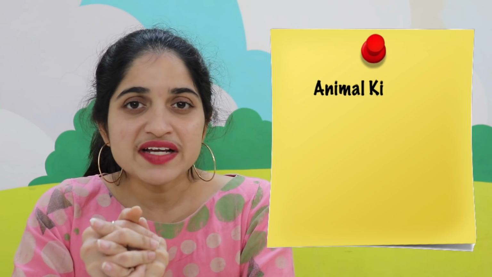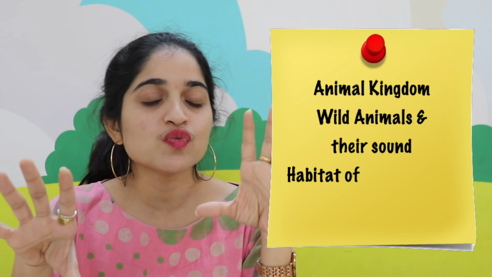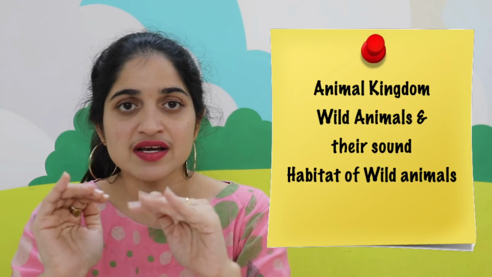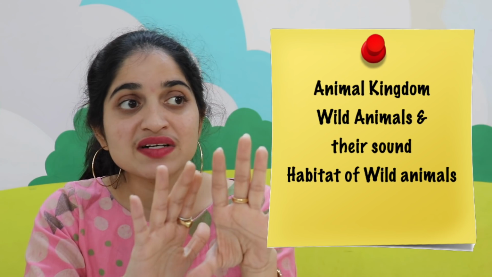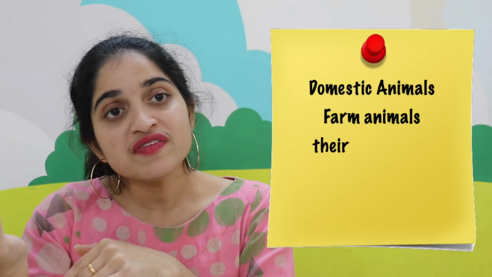Next comes the animal kingdom. In the animal kingdom, the child should be able to categorize the animals into wild animals and domestic animals. In domestic animals, again they should know about the farm animals and pets. Now they should know the names of wild animals, young ones of wild animals, and the habitat of the wild animals. They also should know the names of farm animals, their young ones, and also the home of farm animals.